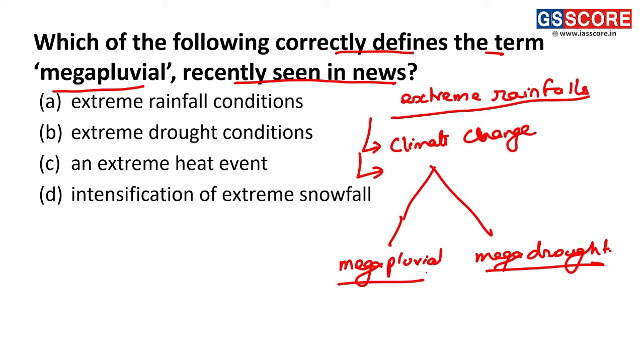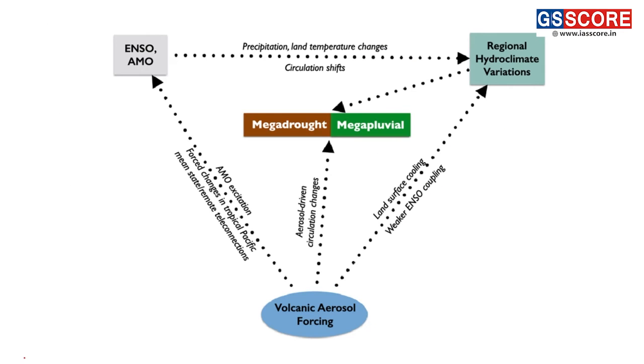In India also we can see that because of the El Nino La Nina phenomena and the Indian Ocean dipole, these phenomena actually affect the monsoon, which leads to extreme rainfall in some regions and extreme drought in some regions. If we look at the world phenomena, the extreme drought, called mega drought, and extreme rainfall, called mega pluvial, are happening concurrently over the world.